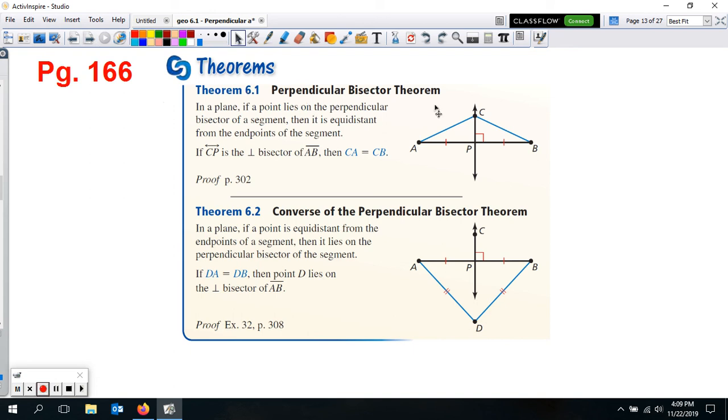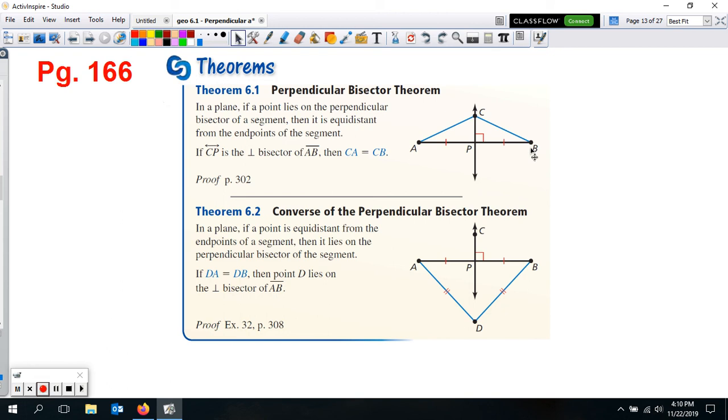This is the perpendicular bisector theorem, and the converse is just it in reverse. So basically what the perpendicular bisector theorem is saying is, if you have what's in black here originally, this line CP is a perpendicular bisector of this segment AB. So it's got the perpendicular mark, it's got the congruent marks here because bisector means it's right in the middle. So P is the midpoint between A and B.